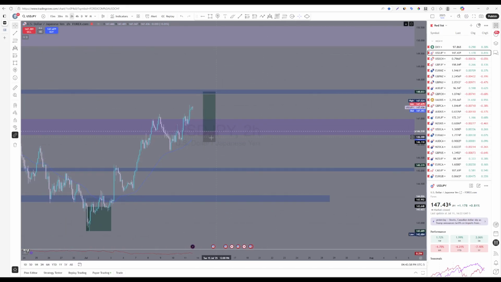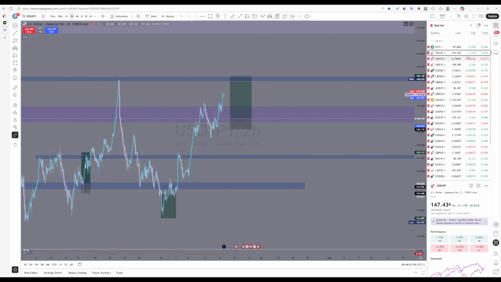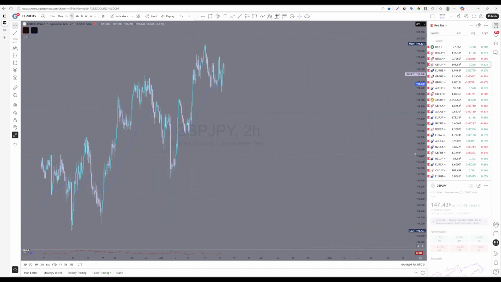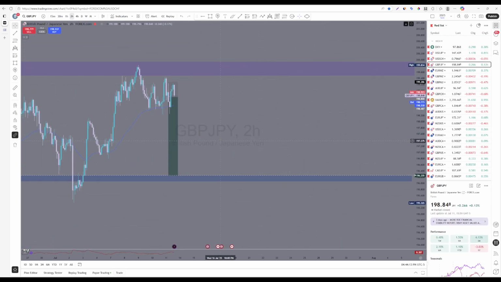Okay. Now I'm looking for a pullback to go long. We can catch a 3.7. Really, let's just go for a 1-4. Simple 1-4. So now I'm looking for something better than USD CHF, something a little bit more clear than USD CHF.